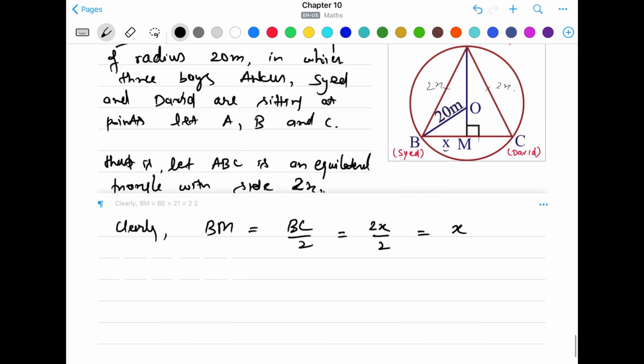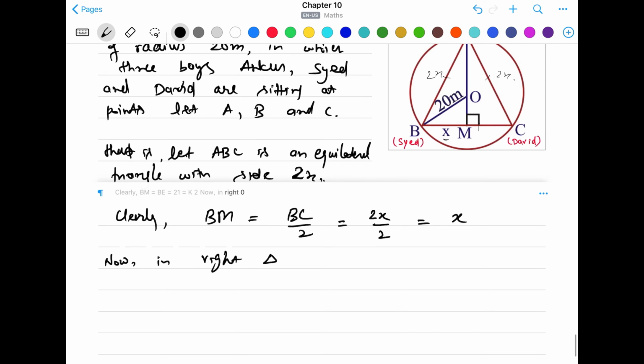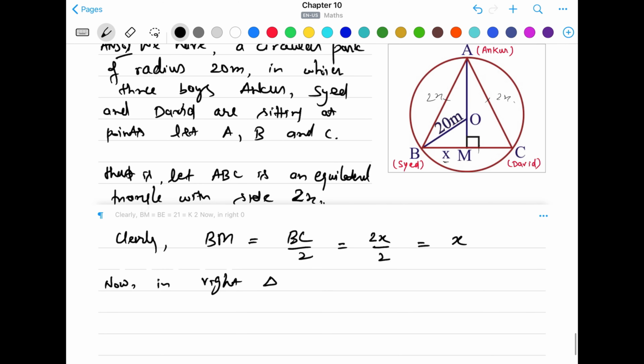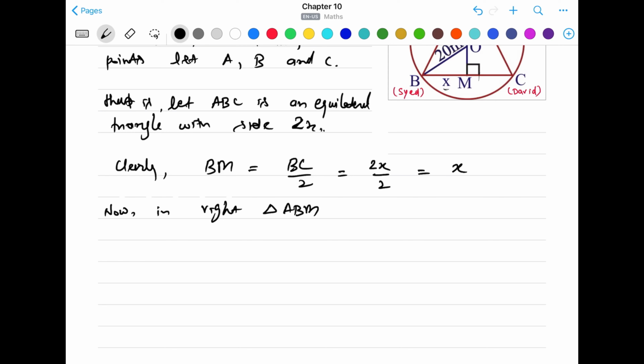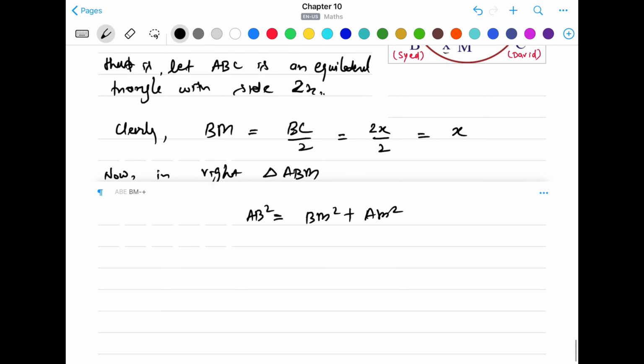Okay, so now in right triangle, first we'll take the triangle ABM, and we'll apply the Pythagoras theorem in this. That means in a right triangle, the square of the hypotenuse, that is AB square, will be equal to the sum of the squares of the base and perpendicular, that is BM square plus AM square.